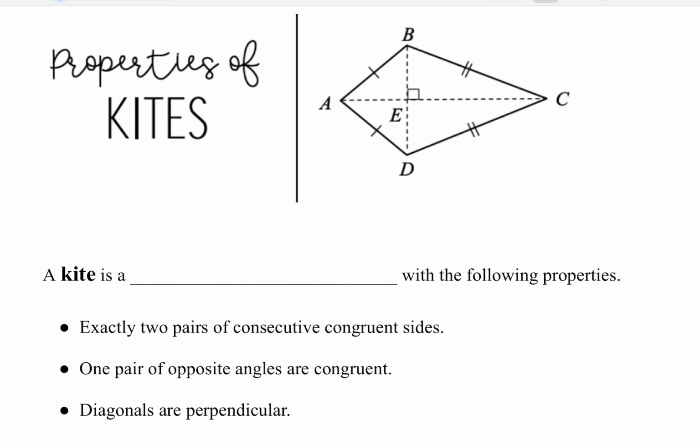Today we are going to talk about a kite. The figure on the screen is an example of a kite. And what is a kite? It is a quadrilateral.